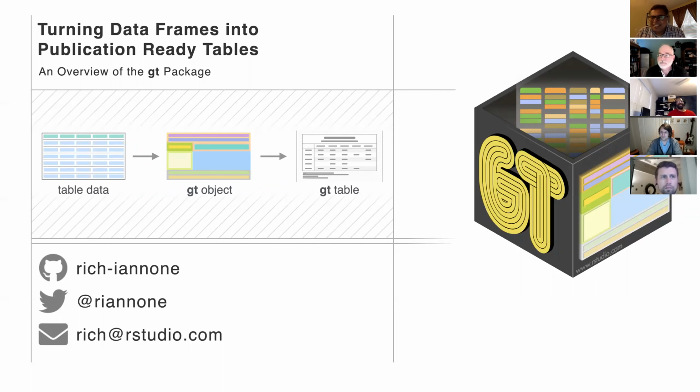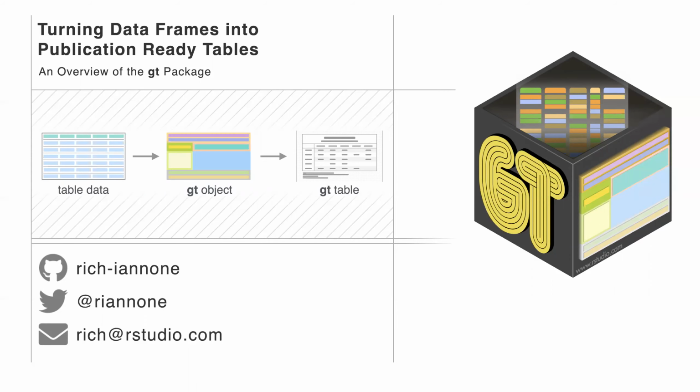Okay, excellent. So I'm going to talk about GT. It's a package. It's been around for a little while, and it's getting better than it used to be. The basic idea is that you have table data, you make a GT object, and eventually you get a GT table, which you can use inside R Markdown. You can take the HTML and run. You can do RTF files, which work in Word. And you can also do LaTeX, which is minimally supported at this point.